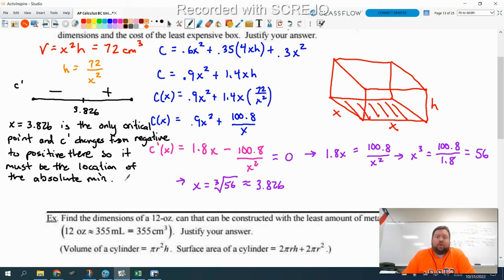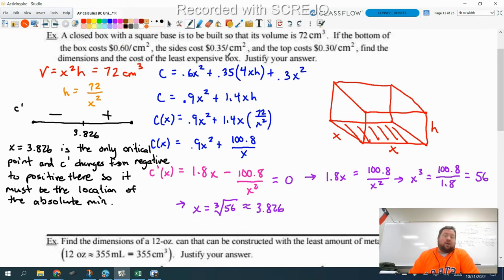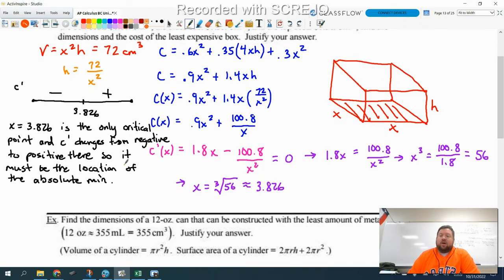Okay, so now we know our x value for the absolute minimum. Now we're ready to answer the question. Find the dimensions and the cost of the least expensive box. All right, so we know the x value. So the h value is the other dimension we need to find, and it's just this equation here. So h is equal to 72 over, I'm going to go cube root of 56, and then that's squared, because x squared.